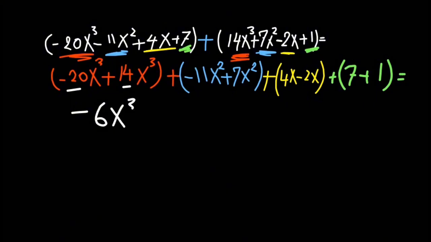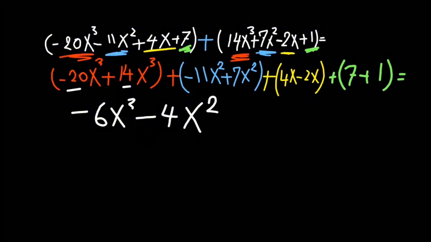Don't forget that we keep the same exponent and the same variable. Now we have here negative 11x squared plus 7x squared. Same, I'm going to put the higher sign, so opposite signs subtract. So it is negative 11 plus 7, it is actually negative 4, so it is negative 4x squared.